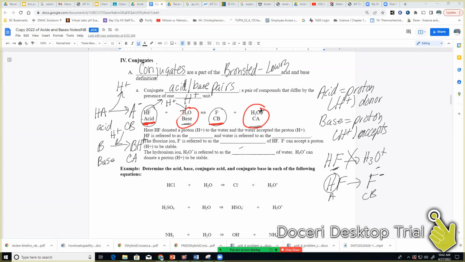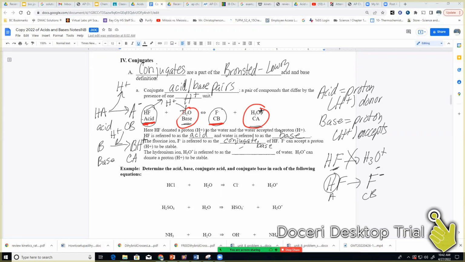So in this reaction, the hydrofluoric acid donated the hydrogen ion and water accepted it. So hydrofluoric acid is referred to as my acid, and water in this particular reaction is a base. The fluorine ion, the fluoride, is referred to as the conjugate base of hydrofluoric acid. And now fluoride could accept a proton if this reaction was reversed. That's why it would be acting as a base.